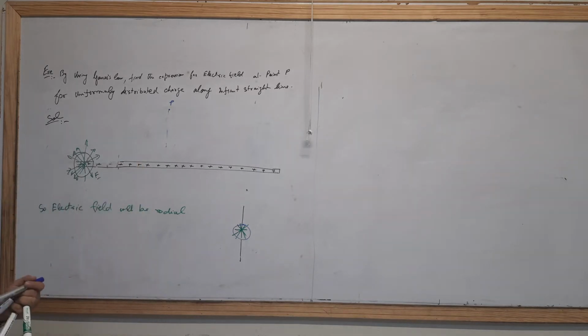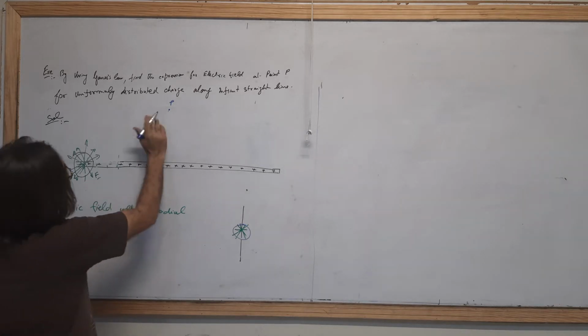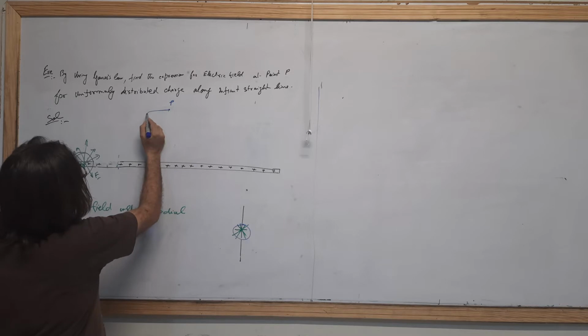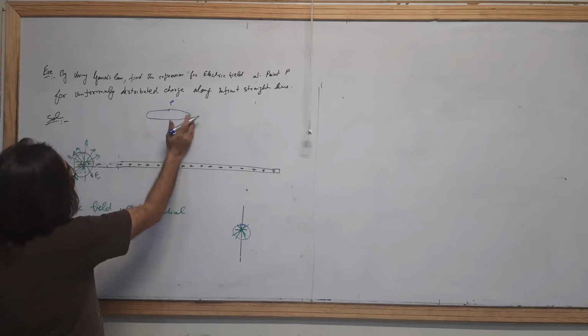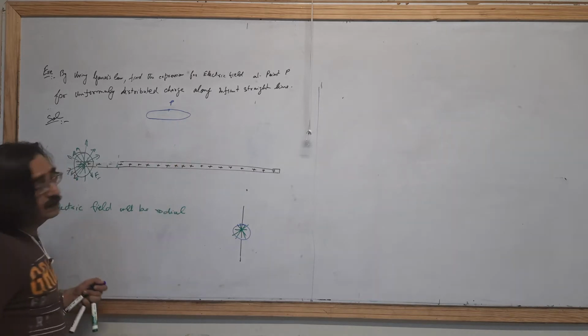So if I consider the Gauss's surface, I may consider that the point is on this.